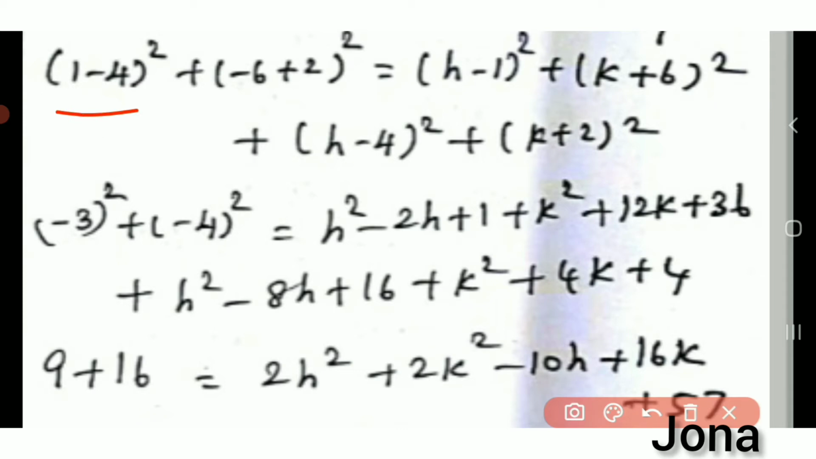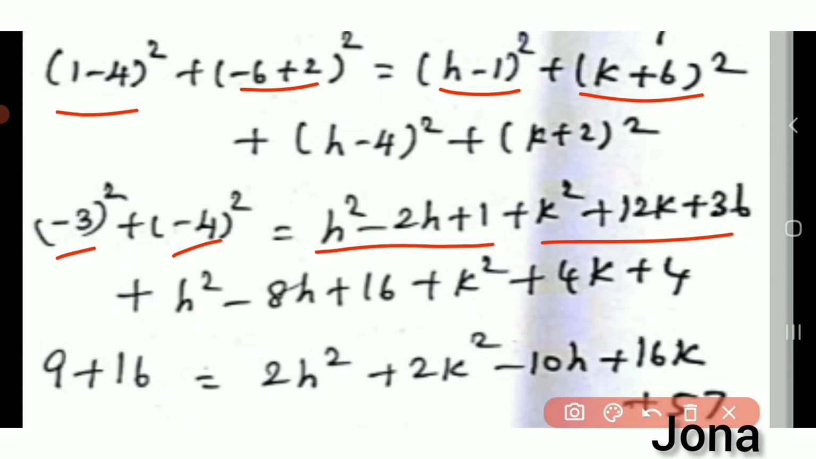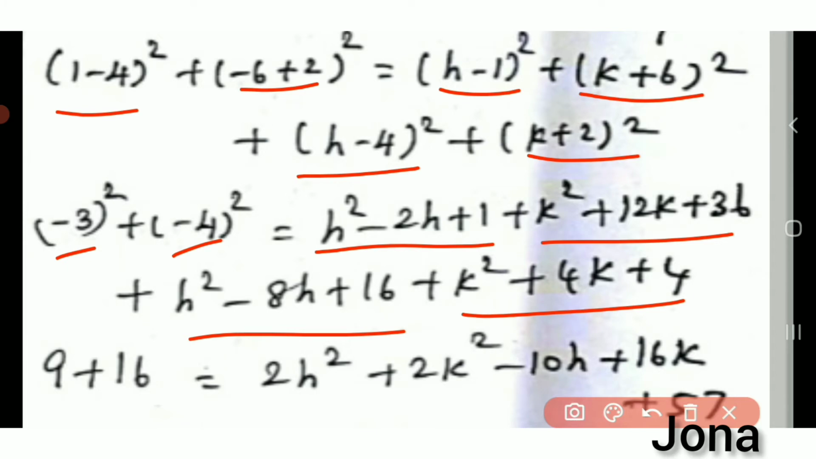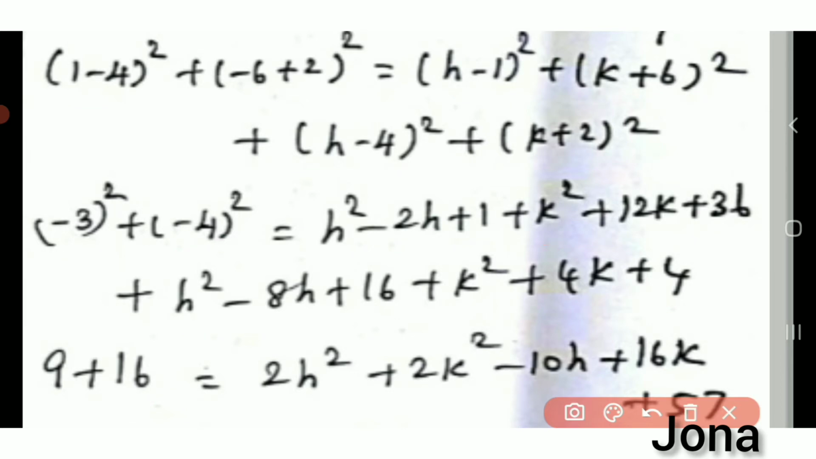So if you subtract this, minus 3 is here and here it is minus 4 the whole square equal to, here we have to expand the formula as (a minus b) the whole square, that is h square minus 2h plus 1, and this is (a plus b) the whole square. So we got k square plus 12k plus 36, and this (h minus 4) the whole square is h square minus 8h plus 16, and (k plus 2) the whole square is k square plus 4k plus 4. And then simplify everything. So we have 9 plus 16, and here 2h square plus 2k square minus 10h plus 16k plus 57.